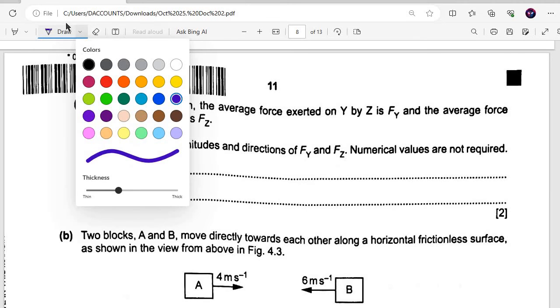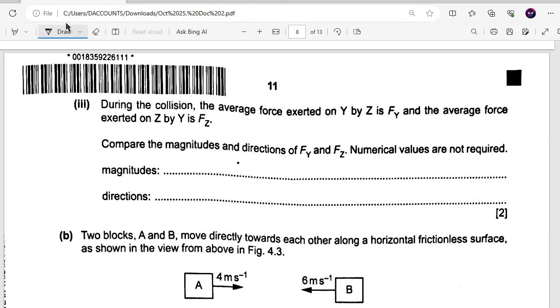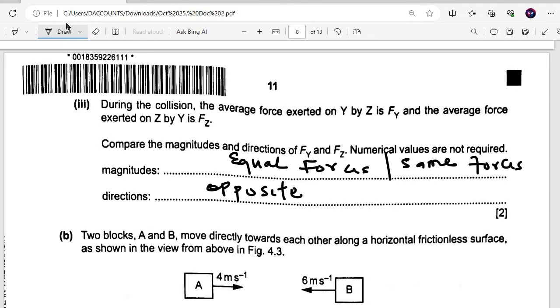Okay, in terms of magnitude, the forces are equal, the same forces. Direction, opposite direction to each other. This is Newton's third law of motion.